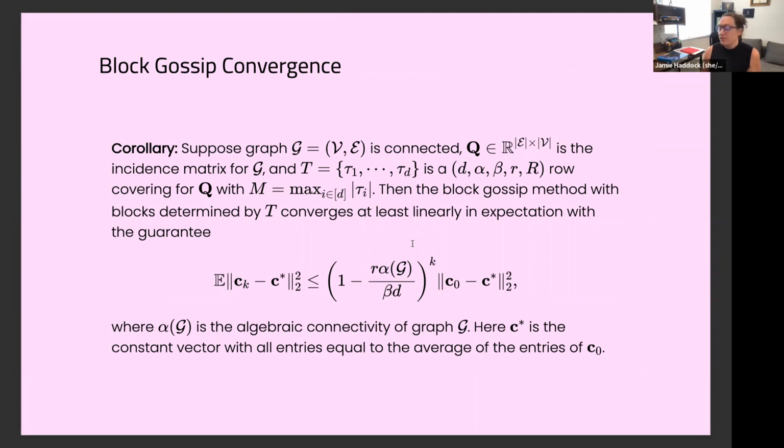at least linearly, right? And the guarantee is that the expected squared error between the norm of the vector of all of the k secret scalar values and the vector that has the average of all of the global initial scalar values repeated is decreasing in this exponential way, right? And the convergence coefficient here depends on parameters governing the redundancy of the edges that are sampled, the algebraic connectivity of the graph G, or this is the smallest non-zero singular value squared of the incidence matrix, and it's just bounded above using this coefficient that's the kind of initial energy between the initial scalar values and the total vector of averages.